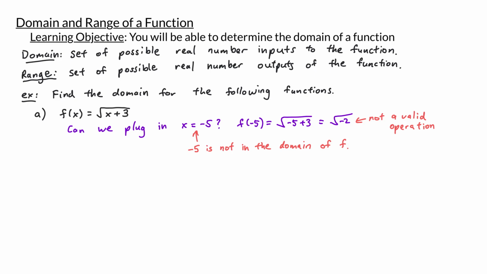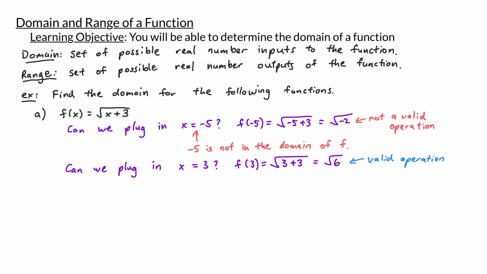Well, what about other numbers? Maybe we can ask ourselves, can we plug in the number like x equals 3 into the function? Let's check by computing the output. The output f of 3 would be square root of 3 plus 3, which is square root of 6. While square root of 6 is not a whole number, this is an operation that we can perform. If we try to type it in our calculators, we get an irrational number that's close to 2.45. All this is to say that when we plug in x equals 3, we can perform the operations of the function and get a valid output. So 3 is in the domain of our function.